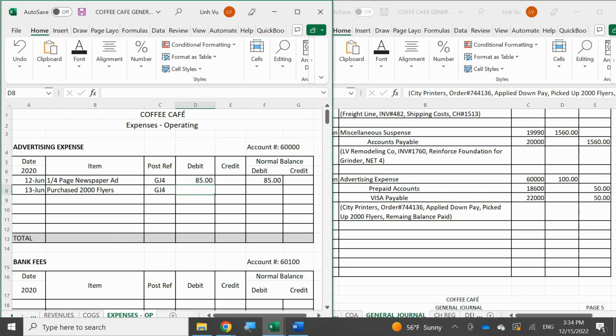For the total of $100, right? Because it was 5 cents per flyer, and we got 2,000 flyers. So in this case, that's going to give me a grand total of advertising expense of $185.